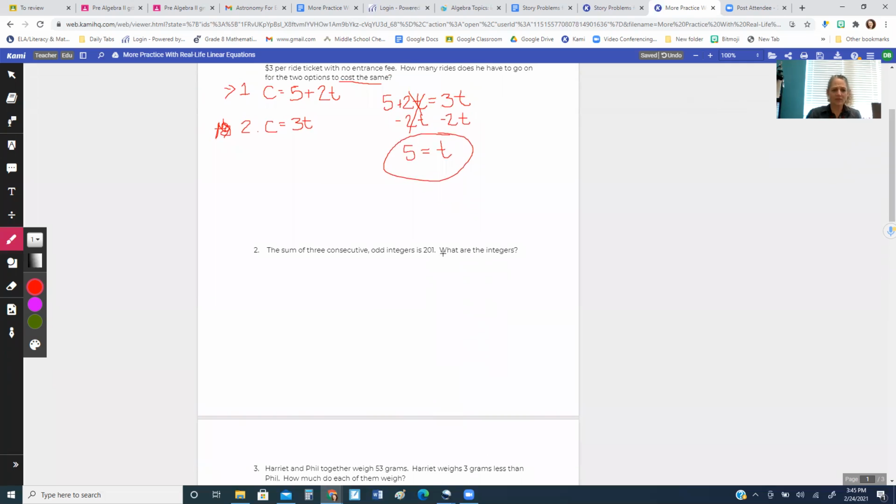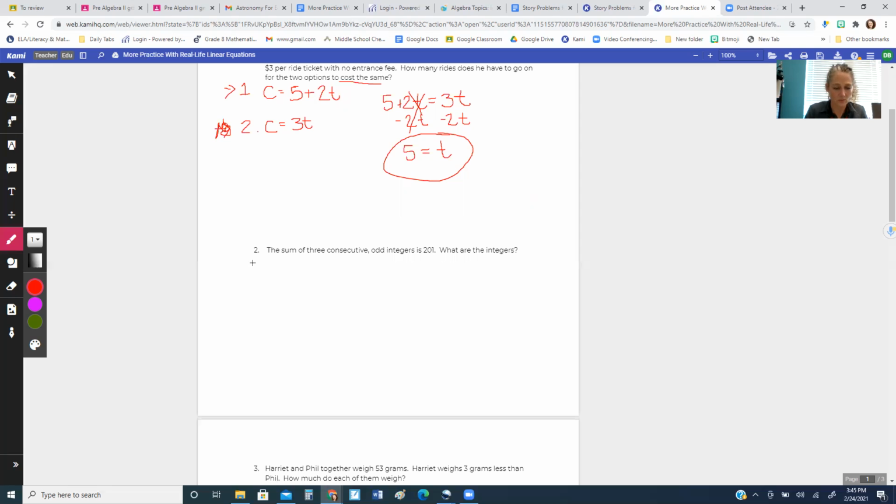Okay, the sum of 3 consecutive odd integers is 201. What are the integers? Oh, guys, story problem people love consecutive integers so much. All right, they're consecutive. That means they go one after another. And they're odd, so they don't go quite one right after another. They skip. So I'm going to call the first one sum. That means I'm adding them up.